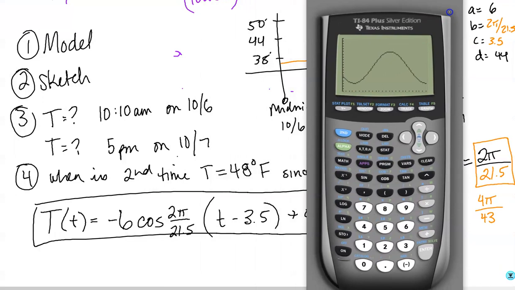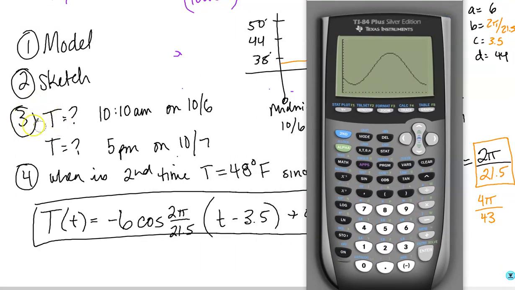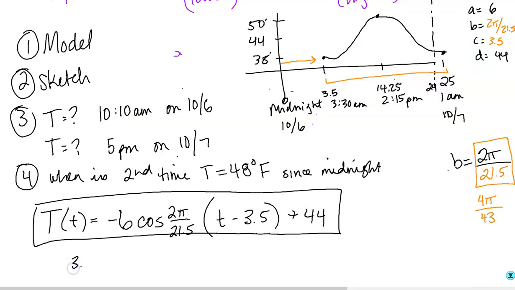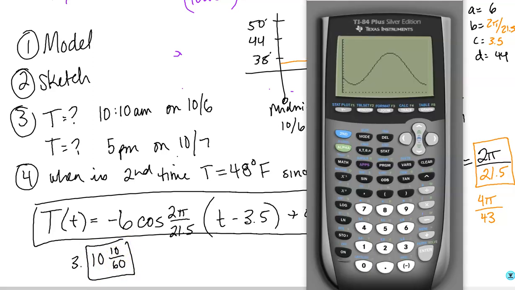So the first one is, what is the temperature at 10:10? Well, we have to figure out what 10:10 is. Obviously, it's 10 hours, but you've got to figure out the decimal. So 10 minutes would be 10 out of 60. So I'm going to have to plug in 10 plus 10 over 60, but I can do that.